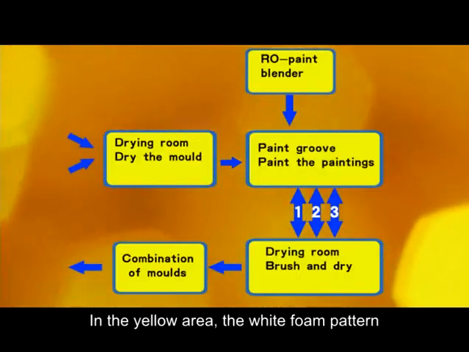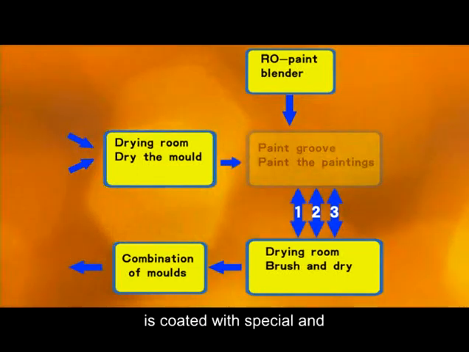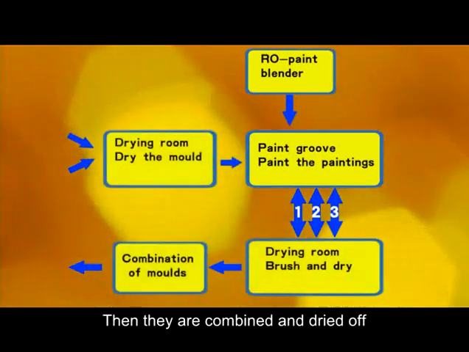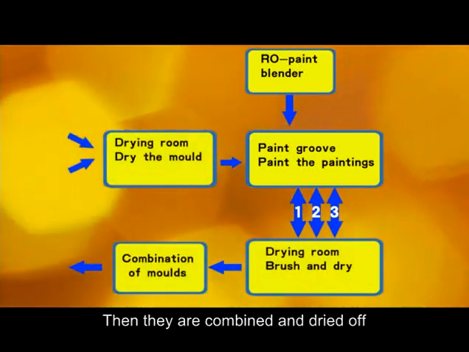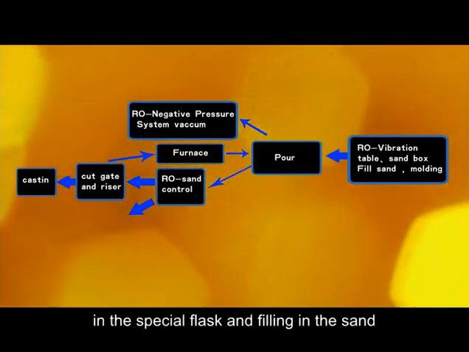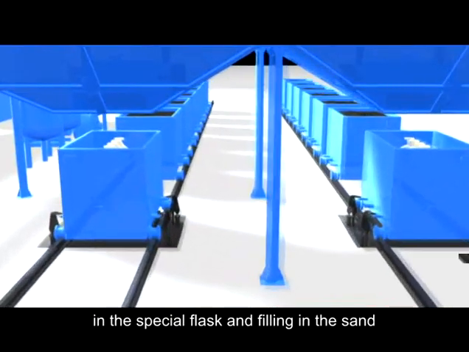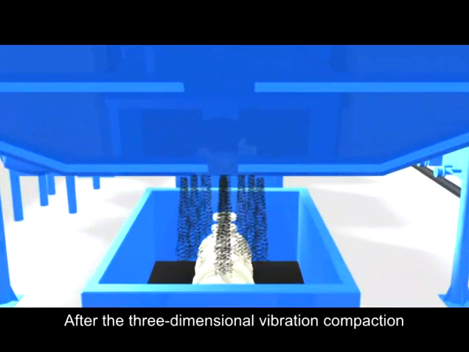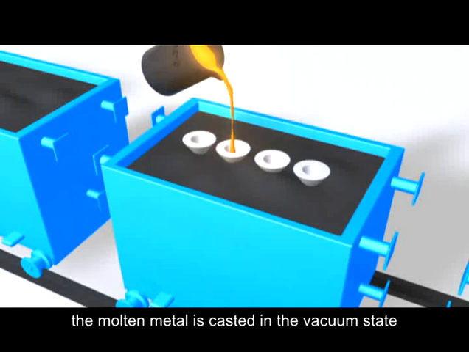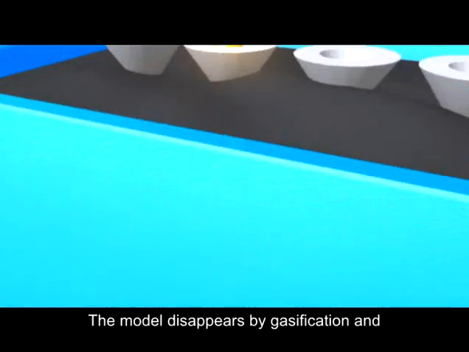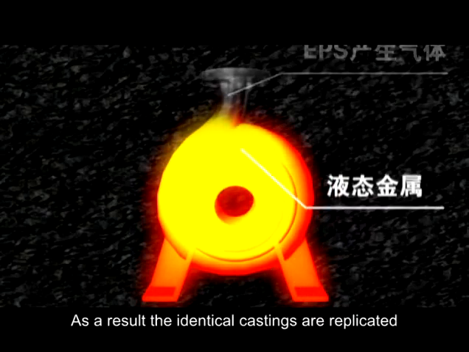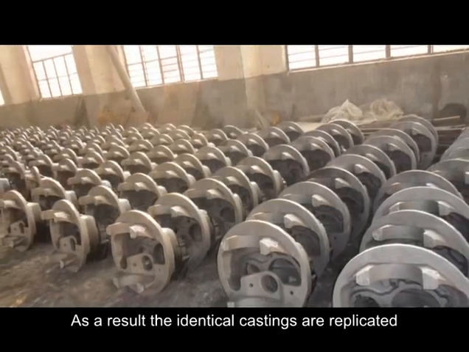Yellow area is the area where the white foam pattern is coated with special heat-resistant ventilated coating, and then these foam patterns are combined and dried off. Black area is the casting phase. We place the dry model cluster in the special flask and fill in the sand according to the process requirement. After the three-dimensional vibration compaction, we cast molten metal in the vacuum state. Meanwhile, the model disappears by gasification and the molten iron takes the place of the model. As a result, identical castings are replicated.